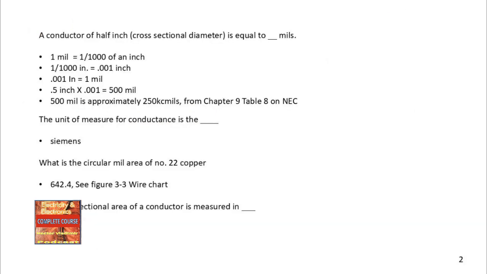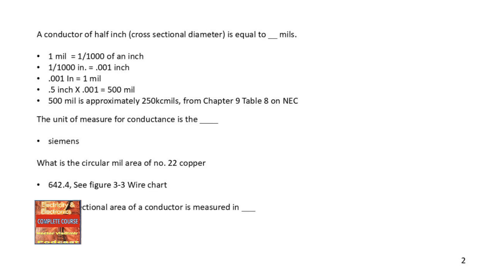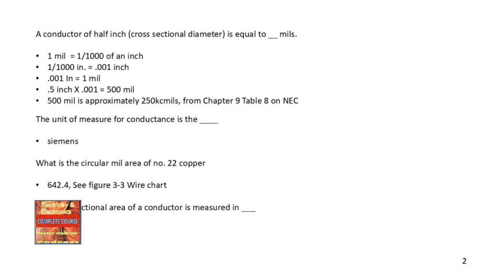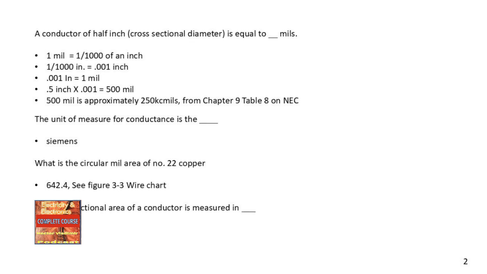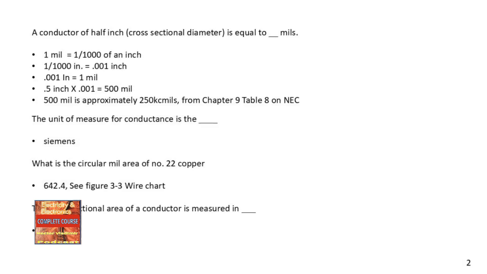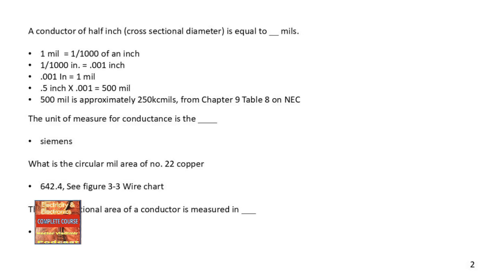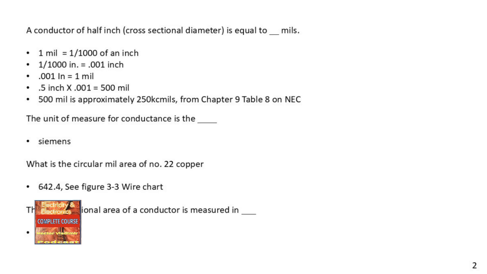A conductor is half an inch in cross-sectional diameter. That is equal to how many mils? Fill in the blank. 1 mil equals 1/1000th of an inch. 1/1000th of an inch equals 0.001 inch. 0.001 inch equals 1 mil. 0.5 inch, or half an inch, divided by 0.001 inch will give you 500 mils, which is the same as saying half an inch diameter for a conductor is equivalent to 500 mils.